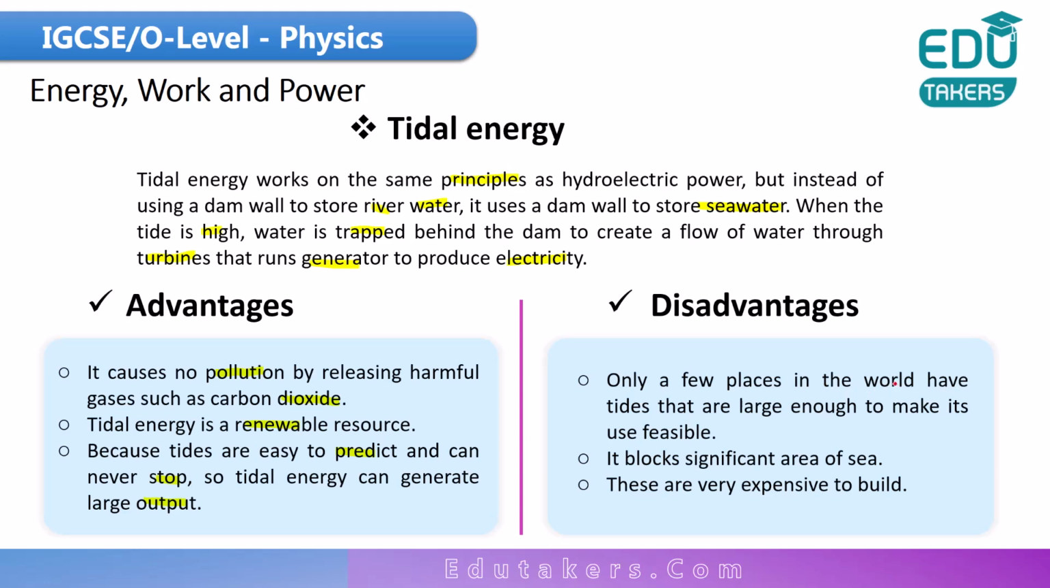Only a few places in the world have tides that are large enough to make its use feasible. So there are only very few places in the world that have tides large enough to make its use feasible. Tidal energy basically blocks a significant area of the sea, and when you have to build this, it's really expensive. These are very expensive to build.